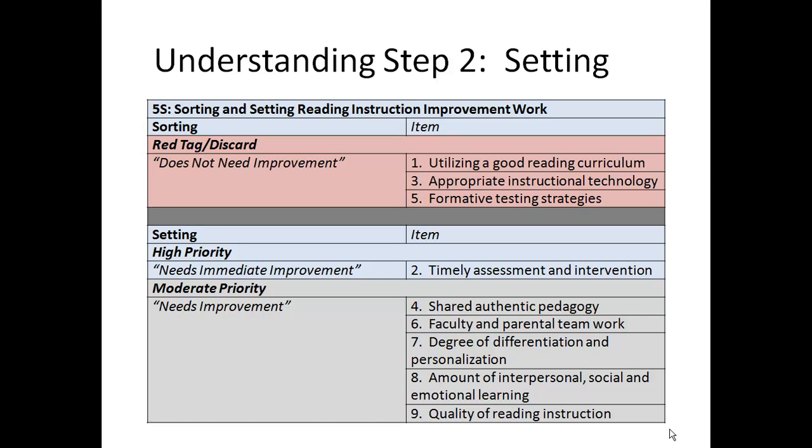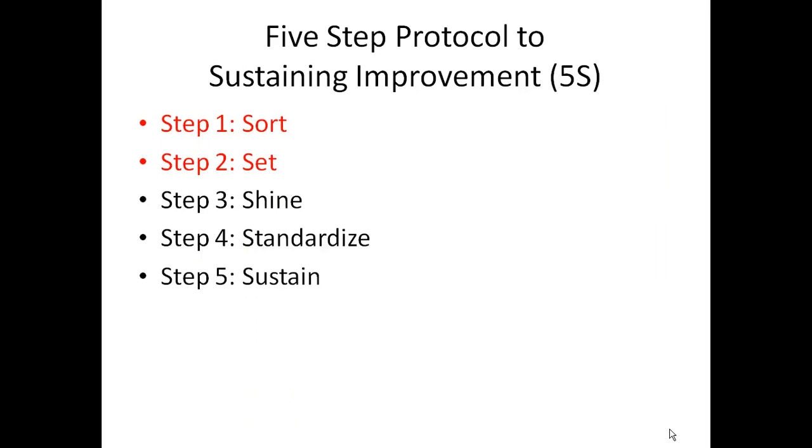And so now we see that, all right, item number 2 we know is really the one that needs immediate attention, and 4, 6, 7, 8, and 9 are also going to need improvement. So step 2 is very much tied to step 1. You can just see how that would naturally flow. The value in the 5S tool is that it does help you to actually bring out a very distinct protocol for working through these issues.